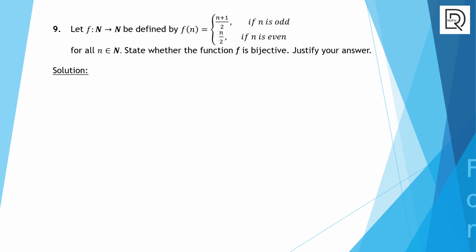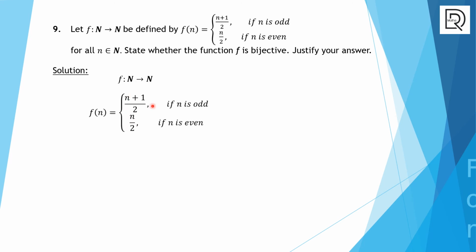Question number 9. Here the given function is f from N to N and it is defined by f(n) = (n + 1)/2 if n is odd and n/2 if n is even. State whether the function f is bijective. Justify your answer. So first of all we need to check whether the given function is 1-1 or not. So this is our given function.